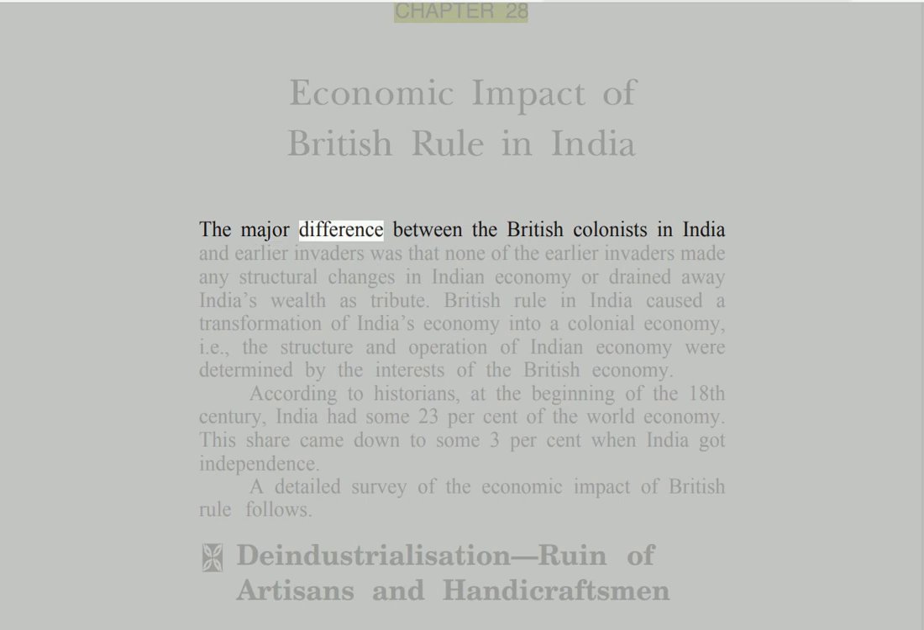The major difference between the British colonists in India and earlier invaders was that none of the earlier invaders made any structural changes in the Indian economy or drained away India's wealth as tribute. British rule in India caused a transformation of India's economy into a colonial economy, i.e., the structure and operation of the Indian economy were determined by the interests of the British economy.